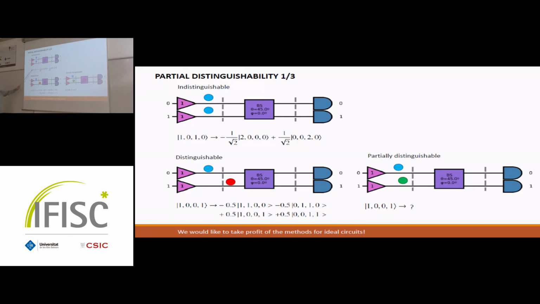If they have the same character in each channel, they are indistinguishable, and if they have opposite characters, they are completely distinguishable. But what happens if they are partially distinguishable, and how can this happen? They are synchronized, but more or less. They are more or less the same frequency, more or less the same time, but not perfectly. Their wave functions overlap, but it's not a perfect overlapping.